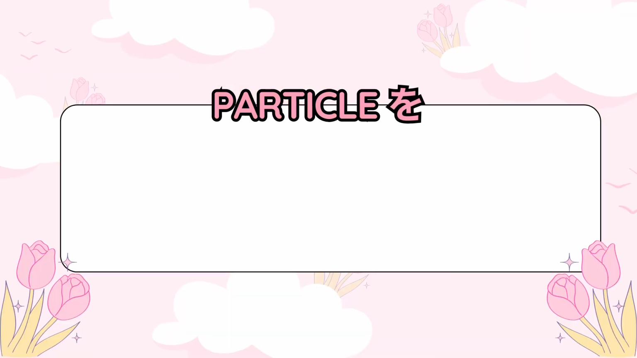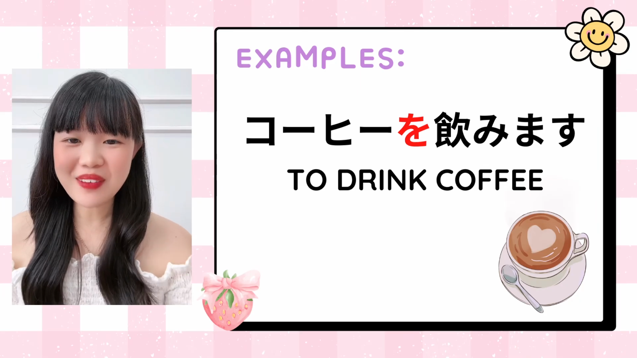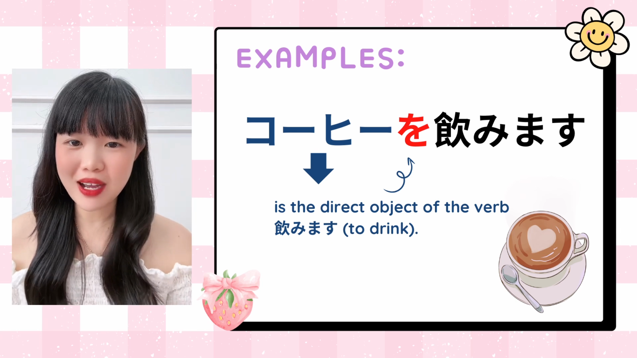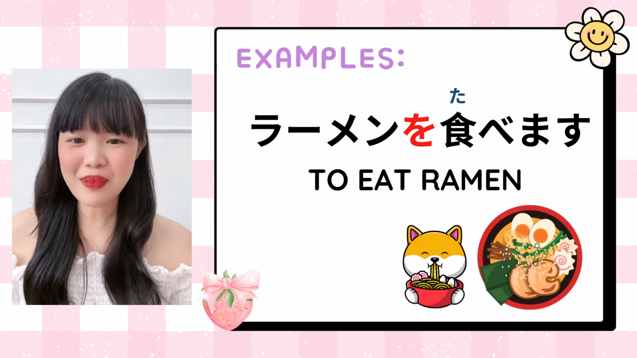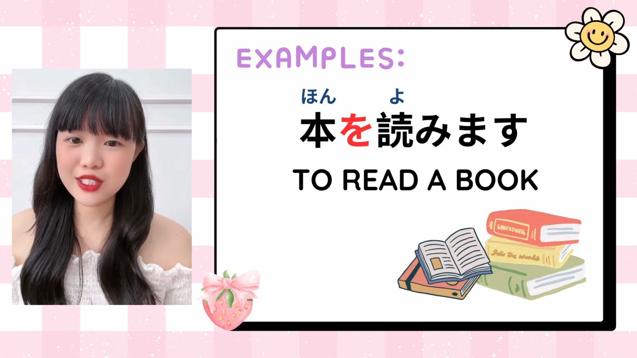The next particle we will learn is o. O marks the direct object of a transitive verb. In other words, it indicates the thing or person that received the verb's action. Kohi o nomimasu, to drink coffee. Kohi is the direct object of the verb nomimasu, to drink. Or ramen o tabemasu, to eat ramen. Hon o yomimasu, to read a book.